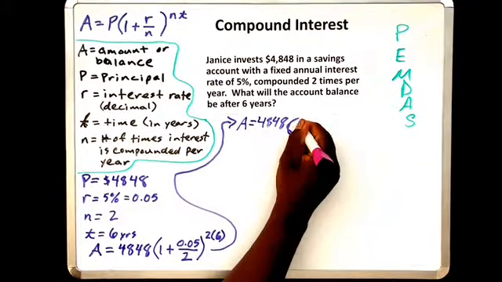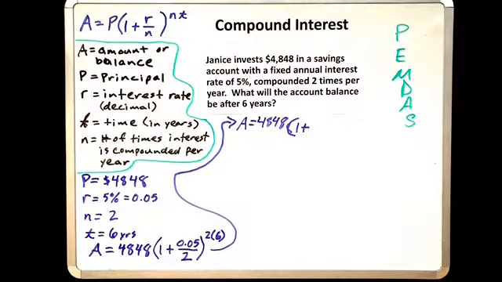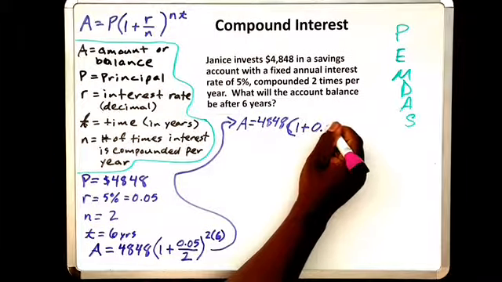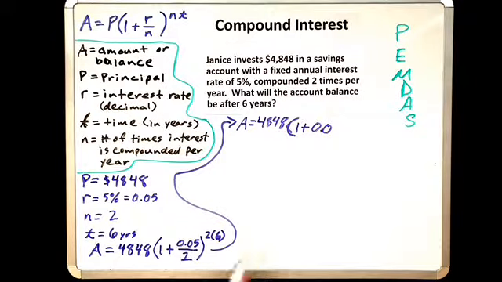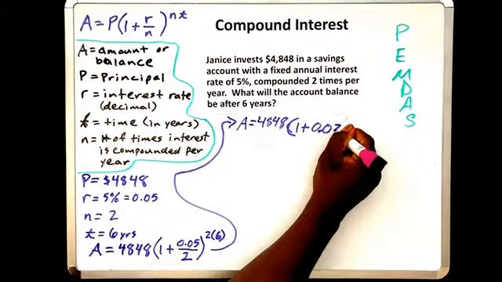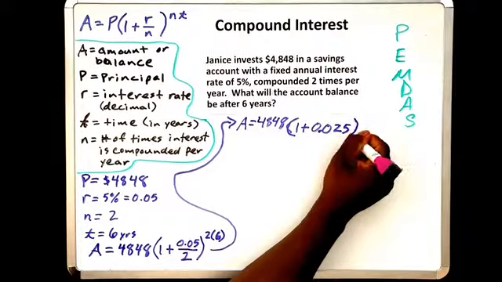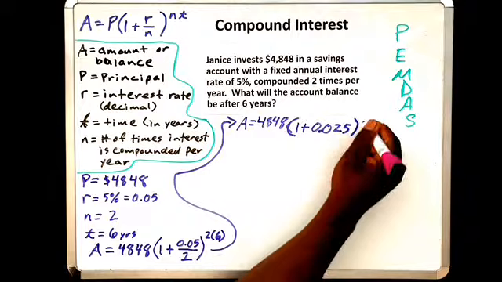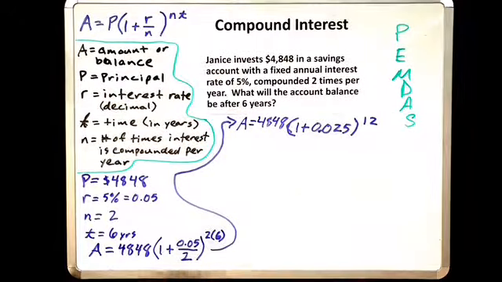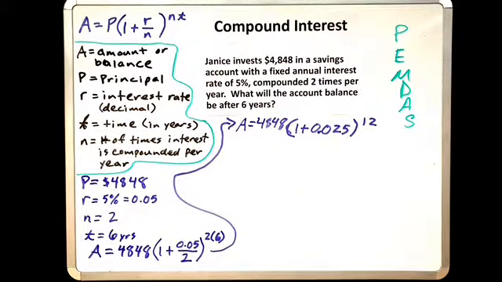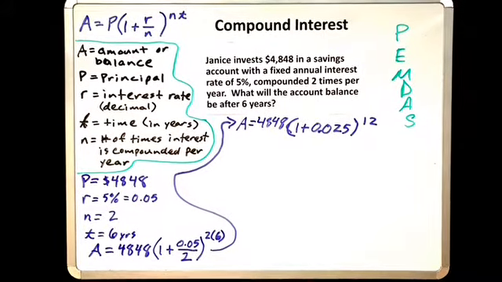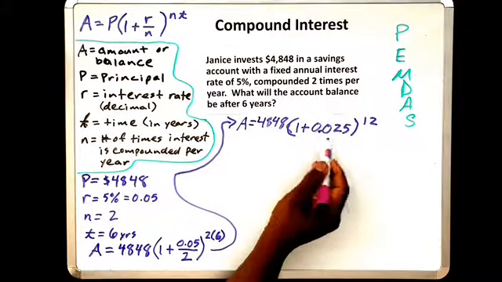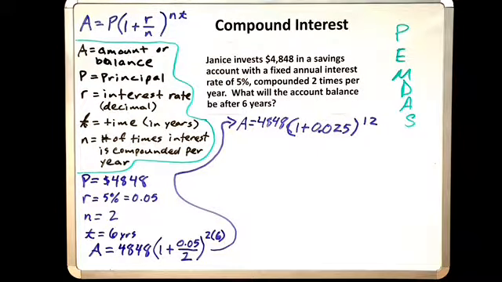that's 1 plus. Now, if you take 0.05 and divide it by 2, you're going to get 0.025. And all of that is raised to the, we can go ahead and multiply that. That's 2 times 6, so that's to the 12th power. Okay? Looking pretty good. Now, what we want to do is finish what's in parentheses. So we're going to add these two numbers, 1 plus 0.025.